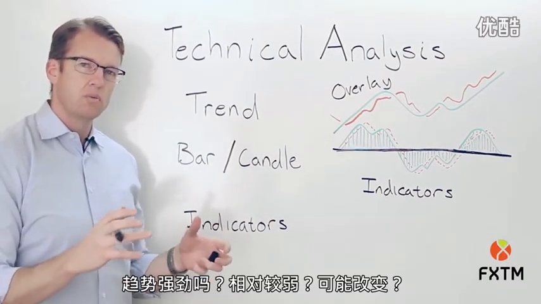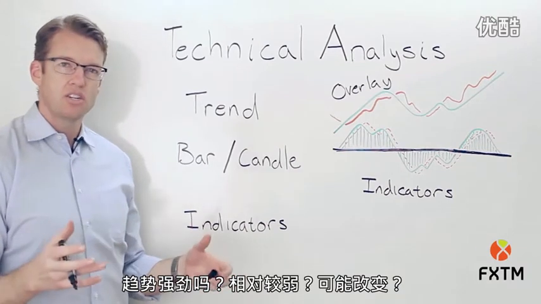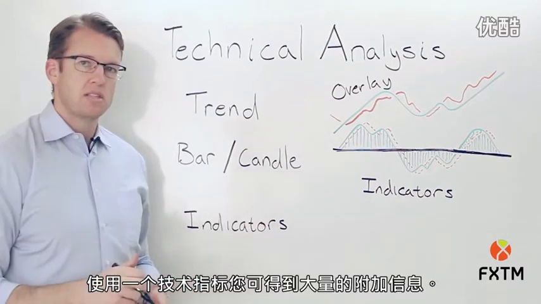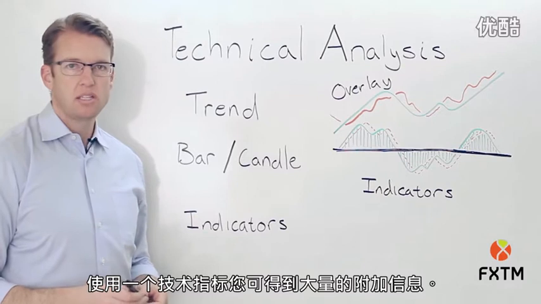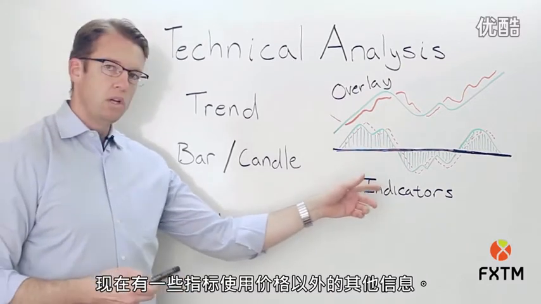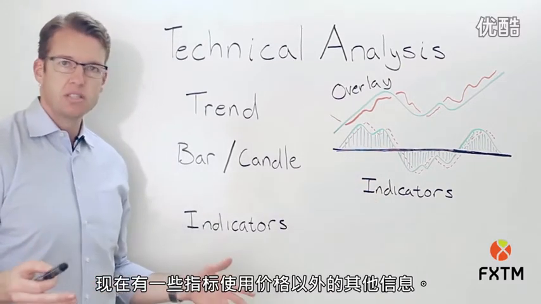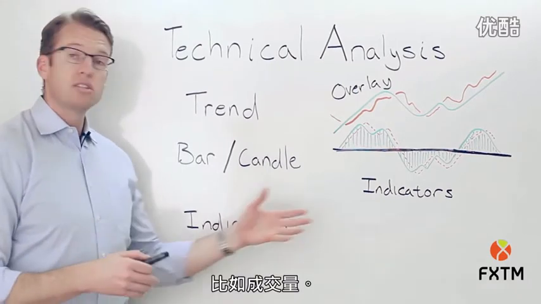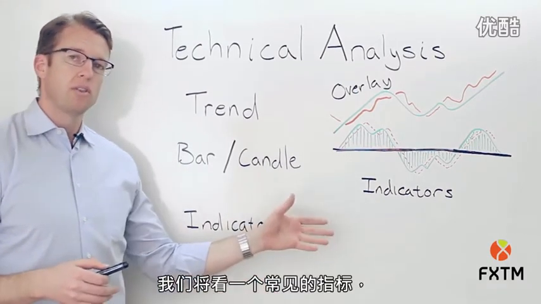Is it strong? Is it relatively weak? Is it likely to change? There's a lot of additional information that we can get by using a technical indicator. Now, some technical indicators will use other information besides just the price over time, such as volume, for example. But we're going to look at one that's a common one.